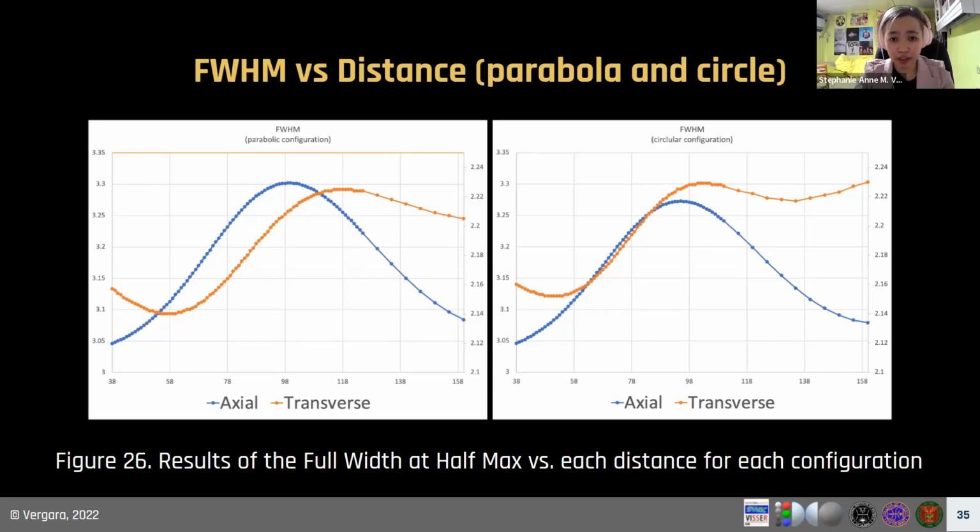After these points, the full width at half max of each configuration starts to increase as a result of the foci gradually separating from each other, thus stretching the airy disk pattern, resulting in a larger full width at half max. After reaching its peak, the full width at half max now starts to decrease again, which is a result of the complete separation of the airy disks of the two mirrors.